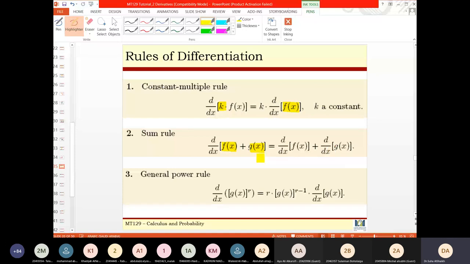Also, the general power rule. This is one of the most important rules. If I have a function g to the power r, its derivative is r g to the power r minus 1 multiplied by the derivative of g. We say it is the derivative of the outside times the derivative of what is inside the bracket. How is this? I have to explain this with examples. Let me show you this.